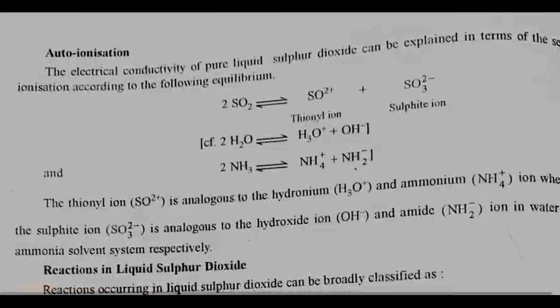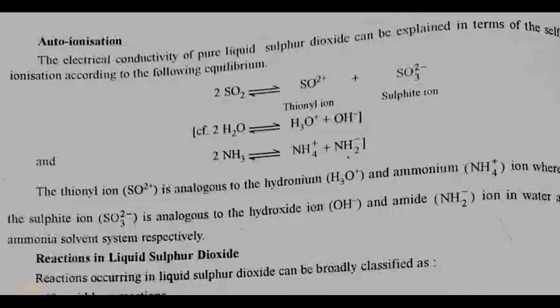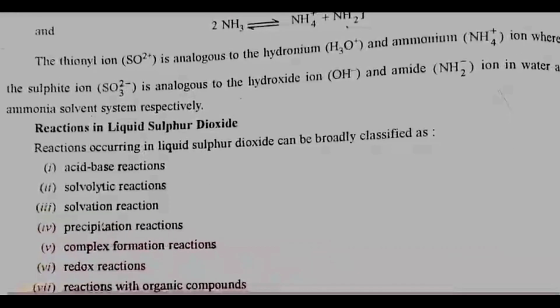Autoionization. The electrical conductivity of pure liquid sulfur dioxide can be explained in terms of self-ionization according to the following equilibrium: 2SO2 ⇌ SO²⁺ + SO3²⁻. The thionyl ion is analogous to the hydronium and ammonium ions, whereas the sulfite ion is analogous to the hydroxide ion and amide ion in water and ammonia solvent systems respectively.